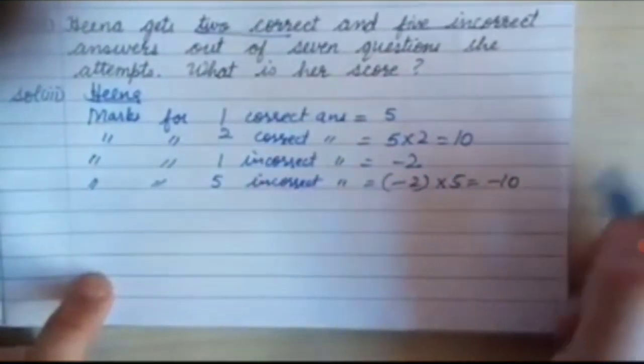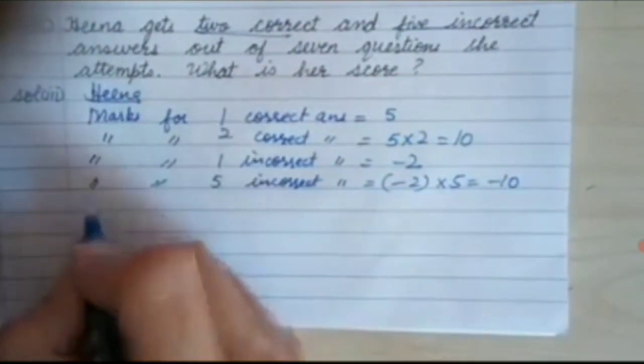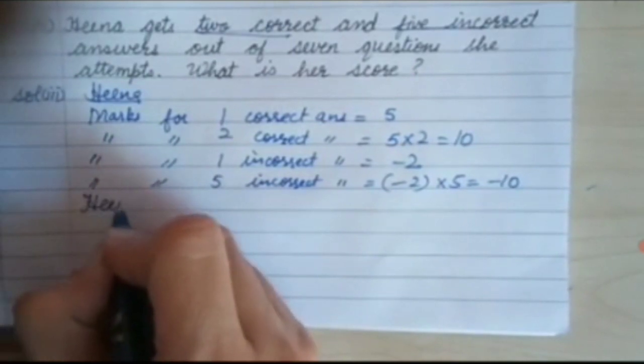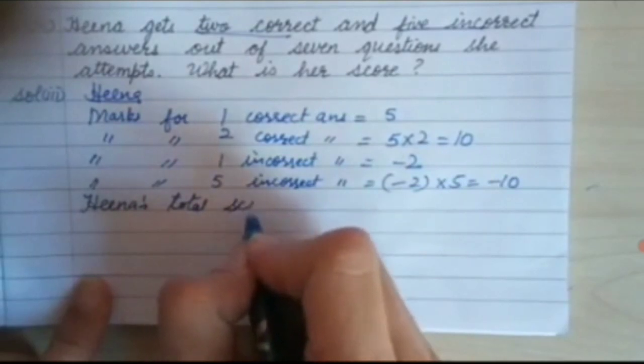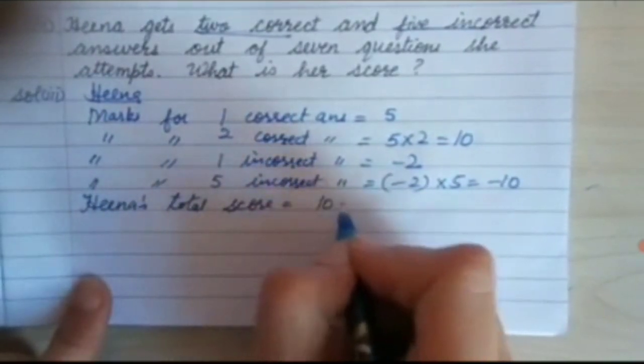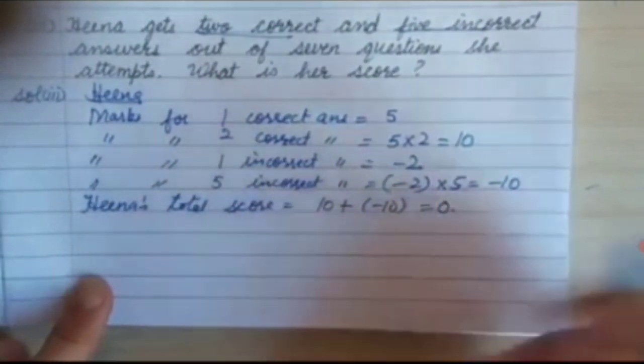So Hina's total score is 10 for correct answers and minus 10 for incorrect answers, which means her final total score is 10 plus minus 10, which is 0. That is the answer. Now come to the next question.